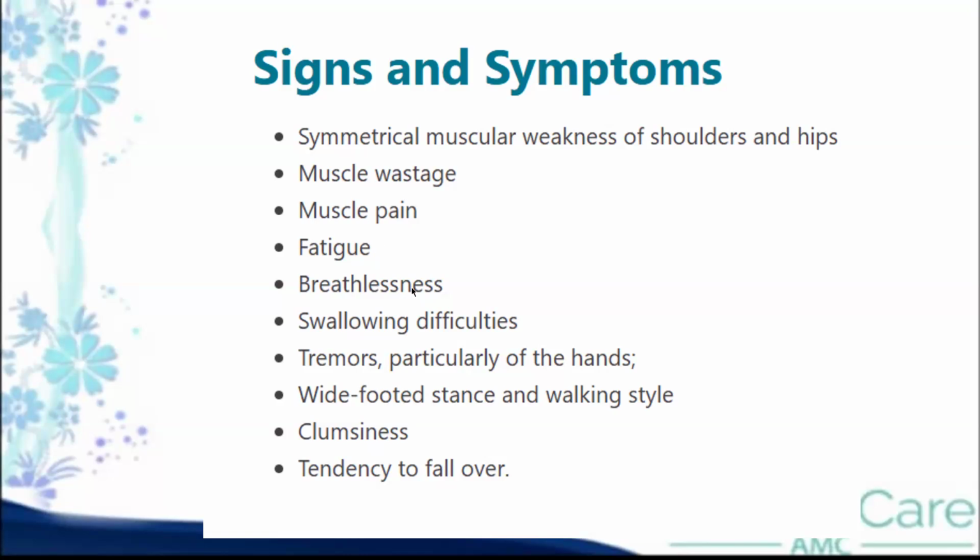When it affects the respiratory muscles, they feel breathless. When it affects the muscles of the face and the neck, they have swallowing difficulties, right? There can be associated tremors and gait problems, wide-footed stance, right? And clumsiness with tendencies to fall. Again, that clumsiness and tendency to fall is because of the weakness of the hip girdle, right? So then their gait is affected.